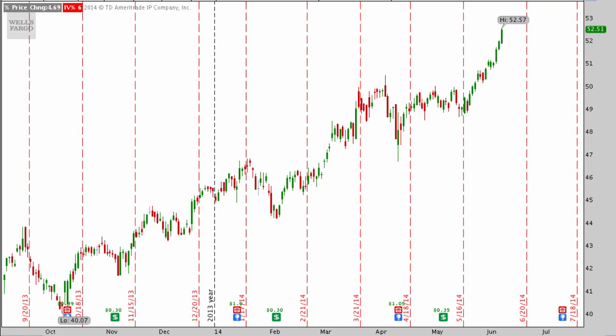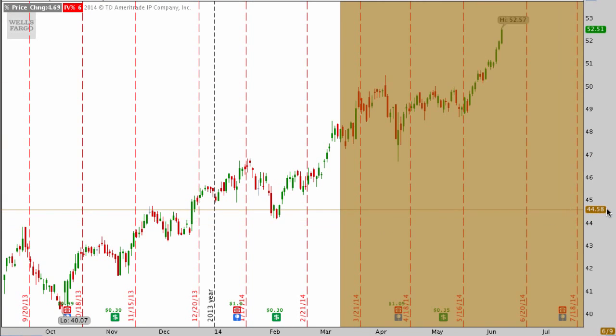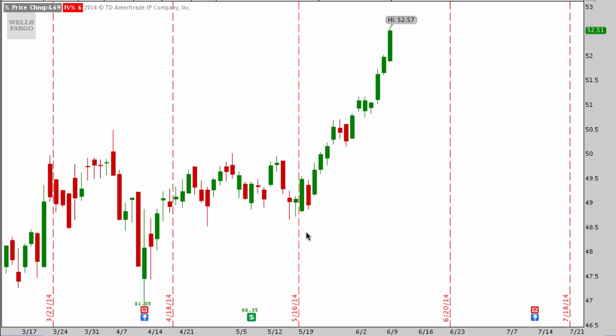So here is a chart of WFC, Wells Fargo, and you can see that the stock has just had a huge, huge run up in the last month and a half. And again, not to say that this can't continue at this rate, but I think that the odds are definitely favored for at least some sort of pullback coming around soon. So as we get into the latter part of June and July, I think at some point we're going to have the stock continue to move down.